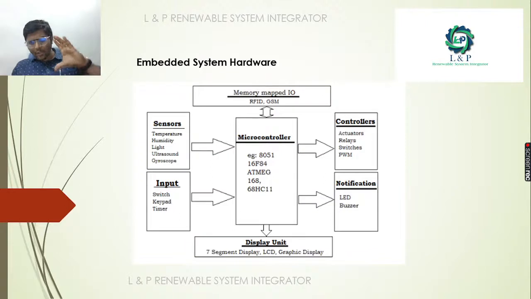If we try to know about the embedded system hardware, for example microcontrollers, there are the 8051, PIC16F8, ATmega168, and 68HC11. Sensors can be temperature sensor, humidity sensor, light sensor, ultrasound, or gyroscope. Input can be a switch, keyboard, or a timer. Controllers can be an actuator, relay, switch, or pulse width modulation. Notification can be a buzzer or LED. Memory and IO can be RFID or GSM. And the display unit can be a 7-segment display, graphic display, or LCD.